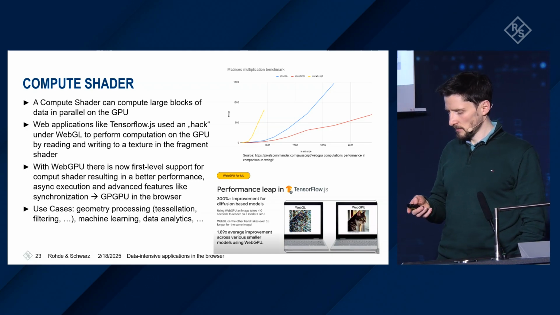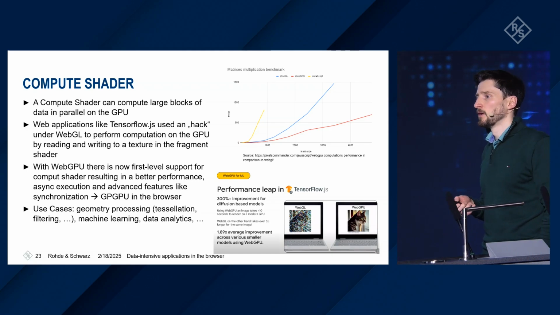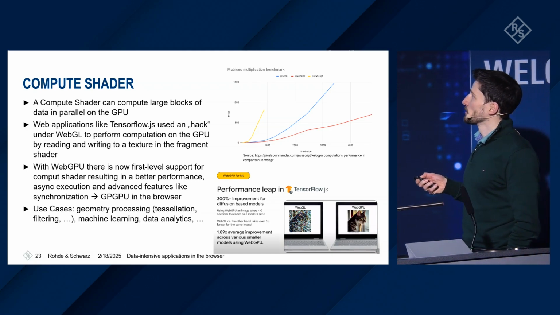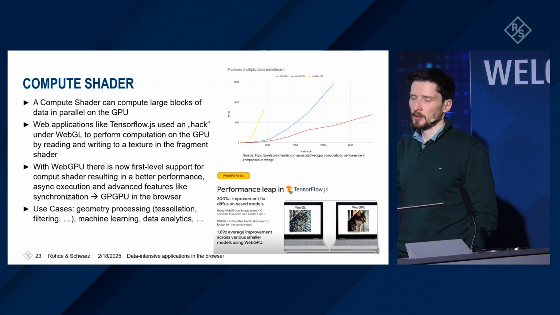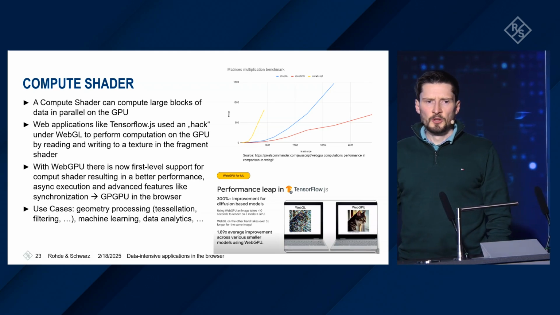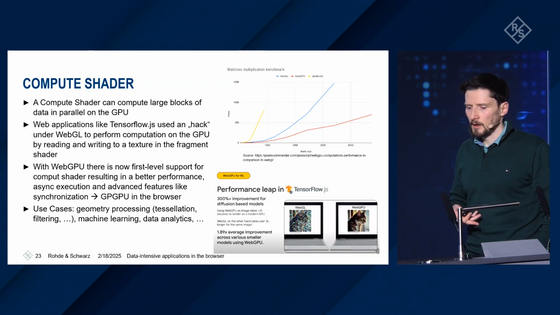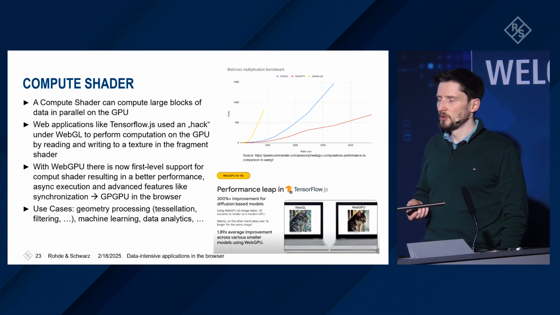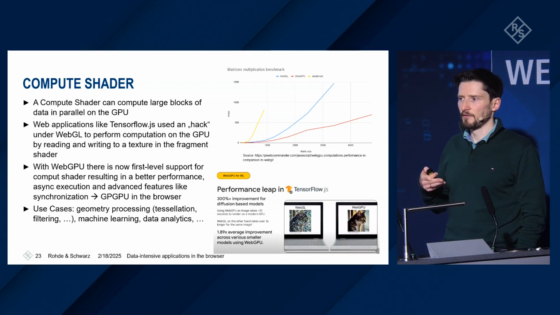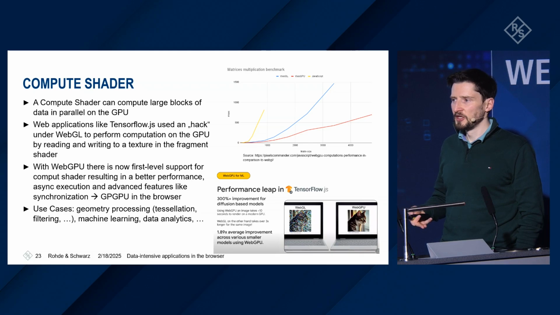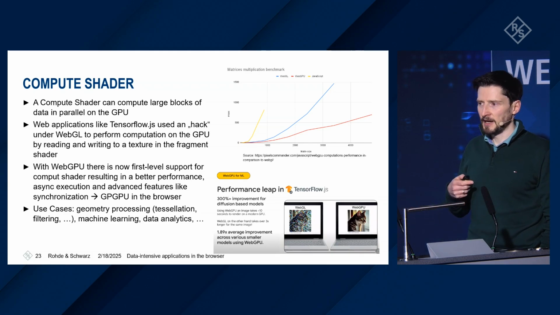Before that, in TensorFlow, you had some kind of hack. You could use a texture, write into this texture, and then transfer this texture back from the GPU to the CPU. But now with WebGPU, you have first-class support for these compute shaders, and you have much more advanced features, like synchronization, and much less overhead.